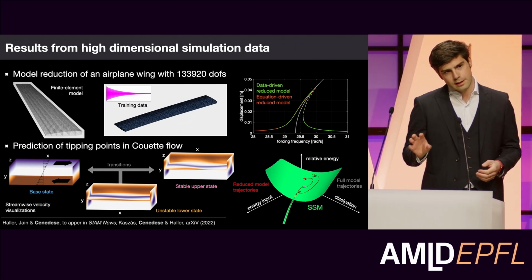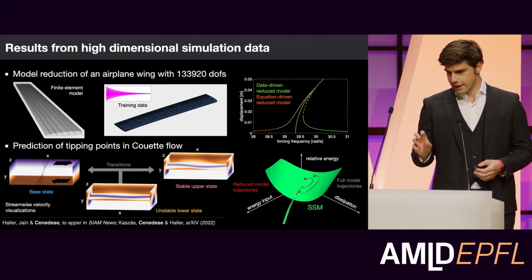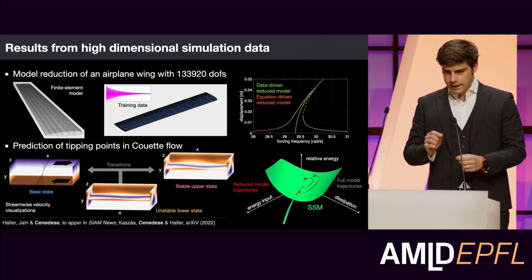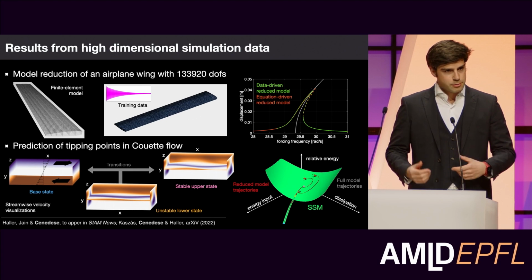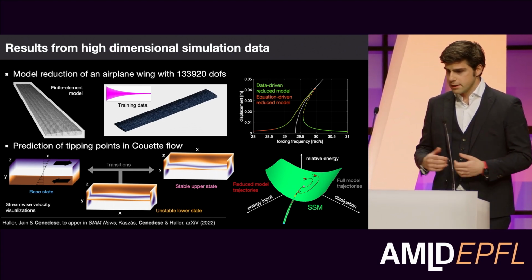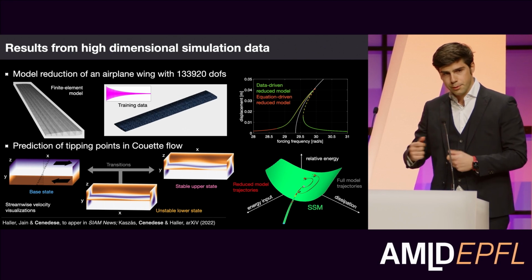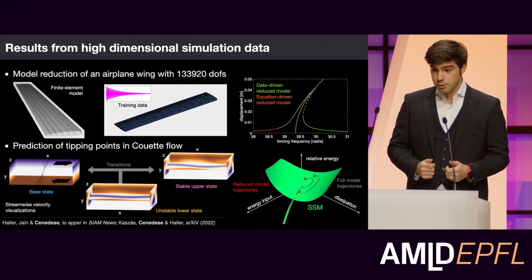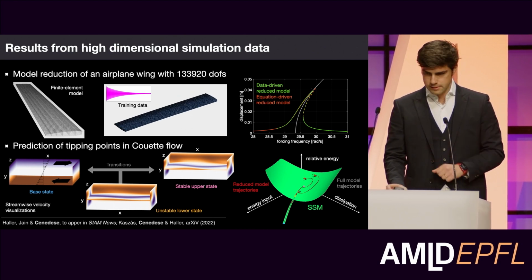And this is a fundamental fluid dynamics case study, the Couette flow, which has a tipping point and transition, similar to what happens in the climate. By this approach based on spectral submanifolds, we were able to predict where the dynamics was going, to which state of the system.